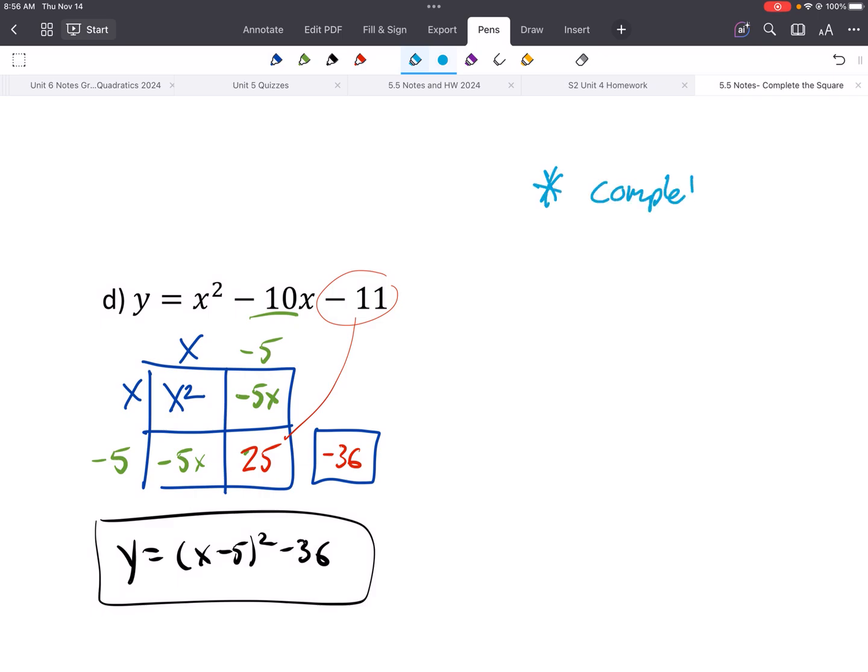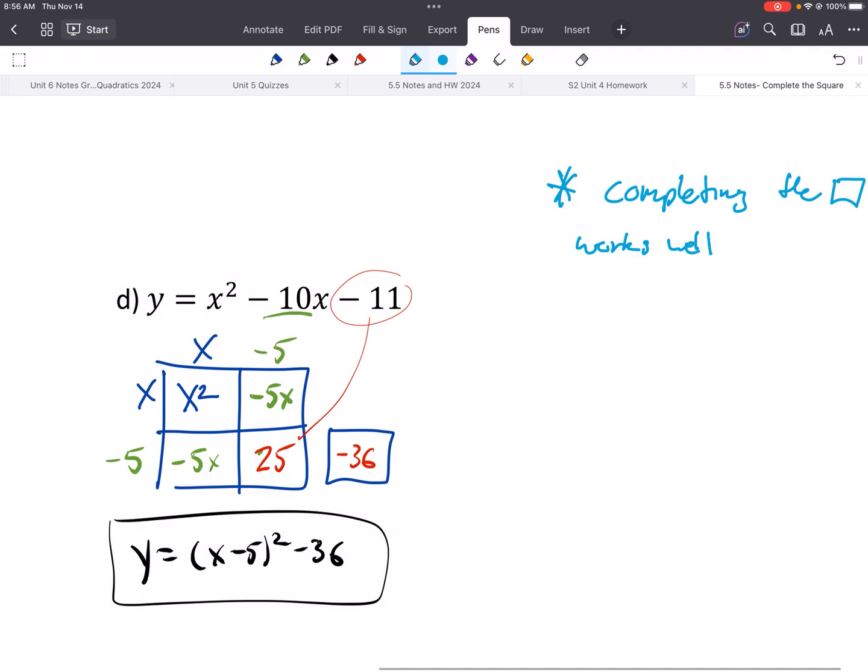One other thing I should probably make a little note over here is that completing the square works well when, number one, a is 1. So here a is 1. If you look at all those examples, a is 1. That makes it really nice because it makes it be a square thing, right? If you had 3x squared or 2x squared, you can't multiply equally to give it a square. So it works well if a is 1.